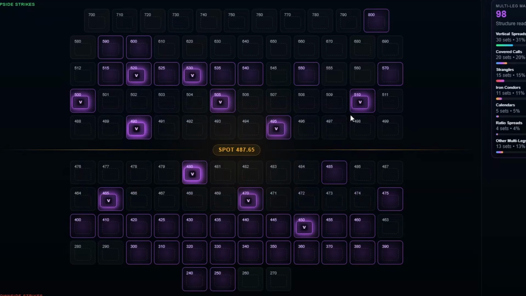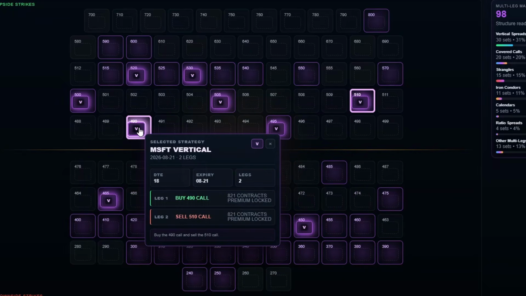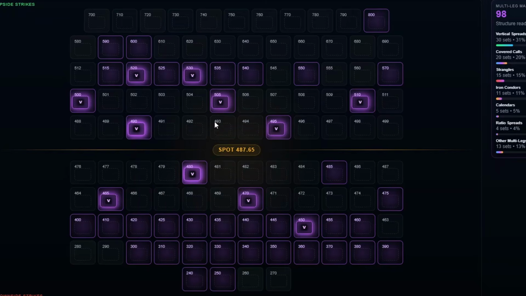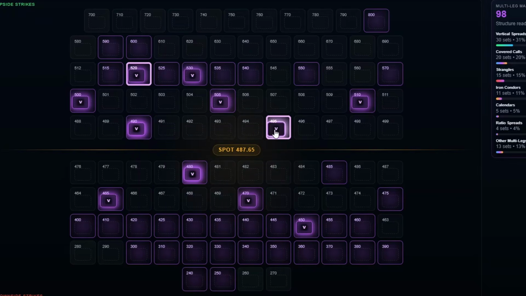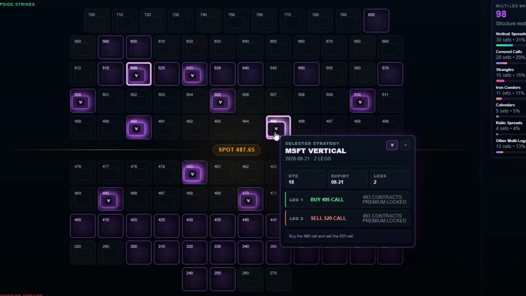This one right here is a bullish position, a reasonable bullish position, very close to the spot price. Betting that in the next few weeks the stock will continue to rise and will go past 490, go past 510. That's a very reasonable bullish position. Let's take a look at this one. This one is bullish as well, betting it will go past 495, potentially 520. So we're seeing mixed signals here.